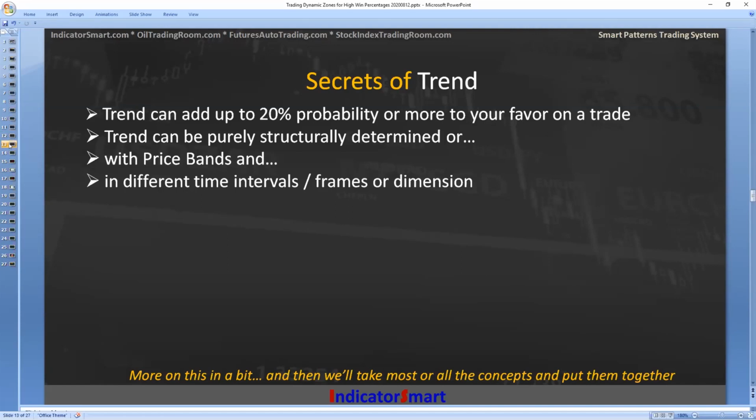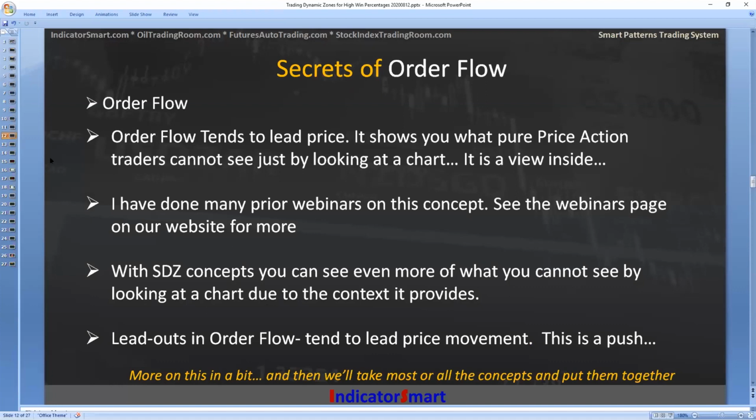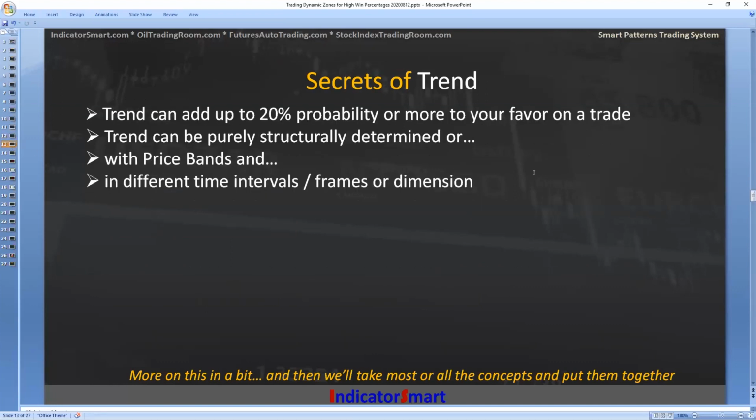So we're talking about trading from midpoints. The trend's up, but you're at a midpoint. What is that? It's a squeeze, a push and a pull. One thing's pushing, one thing's pulling, and you're going to have traders trapped on the wrong side of the market. So you can determine trend purely structurally, or you can do it with things like smart price bands. And I think we're going to use a smart price band.